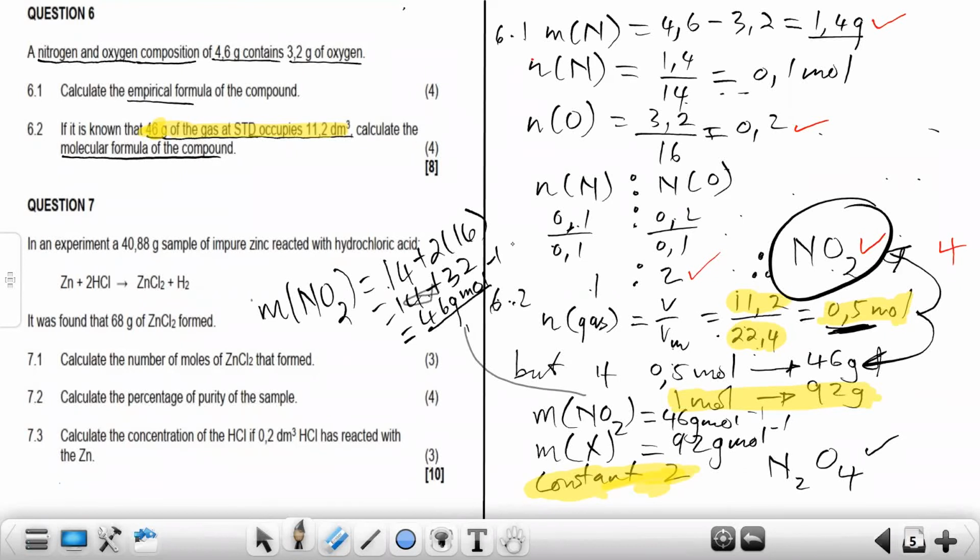Yes, it was Jerry. Before I continue, do you understand so far? Teacher, a little bit. Thank you, sir. Okay, but now the key thing is the 46 grams that is produced from nitrogen dioxide. But nitrogen dioxide is giving us 0.5 moles at now the volume of 11.2 decimeter cubed.